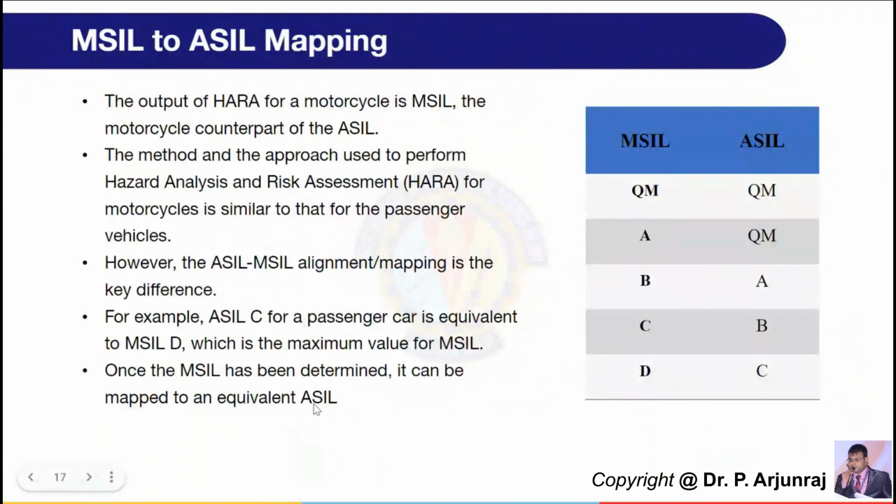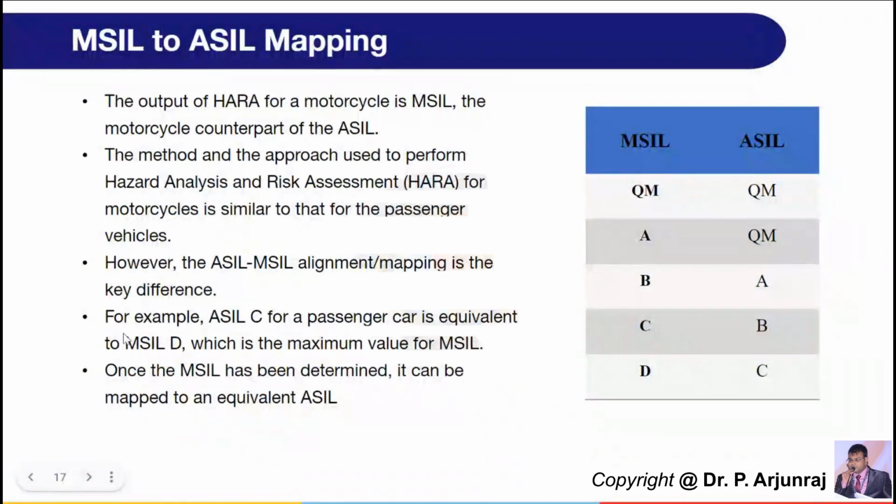So this is the mapping I was telling about. The output of the HARA for a motorcycle is the MSIL, the motorcycle counterpart of the ASIL. The method and approach used to perform the HARA for motorcycles is similar to the passenger car. And here you are comparing ASIL to MSIL and mapping it.